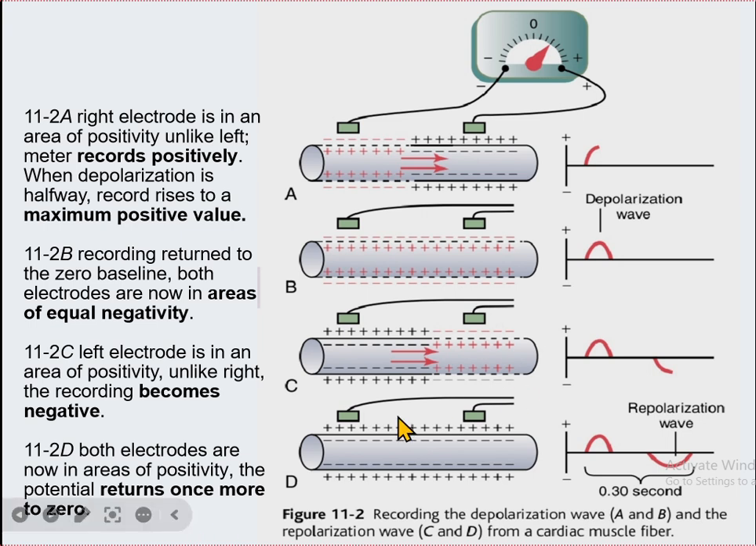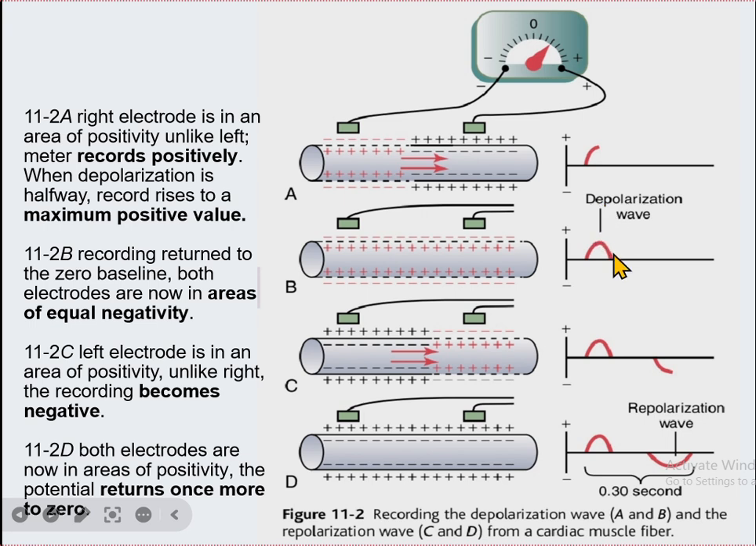The same thing for this last illustration. If the negative and positive are in areas of the same charge, it will go back to the zero baseline. If you understand this basic principle, ECG becomes easier. So here, in summary, we started with a depolarization wave. When half the rod is depolarized, it will be at its maximum.